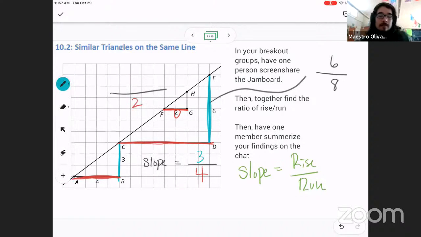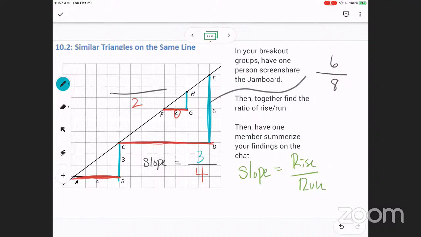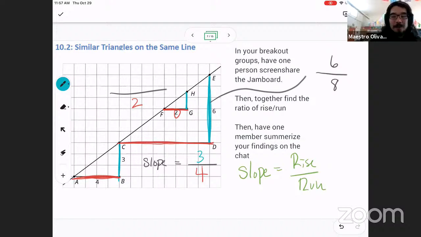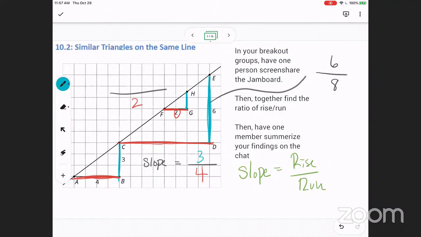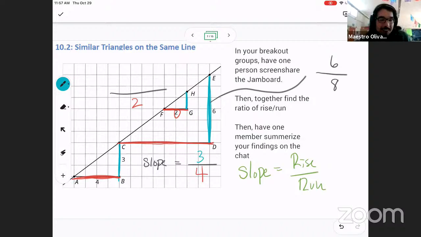But Brian, can you unmute yourself and tell me what the height is? What's this right here? 2.5. Ooh, no, not 2.5. You have it in your fraction. 1.5. 1.5. Why?